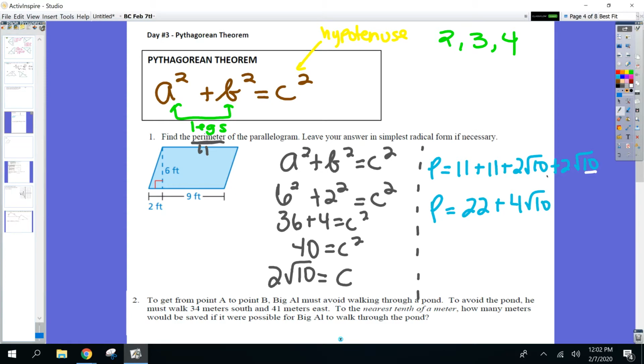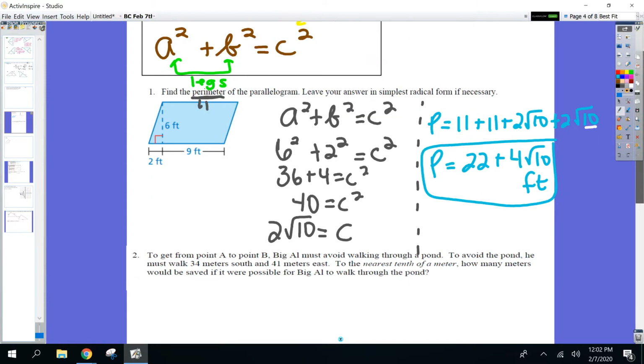And that's it, but we're missing something. It's naked. Units, which are feet. In an honors class, if the problem has units, so do you. All good. Little radical review there. All right, number 2.